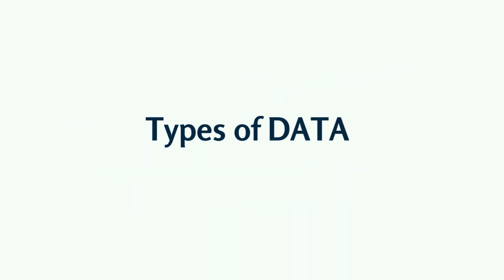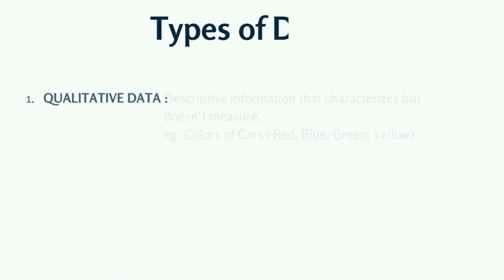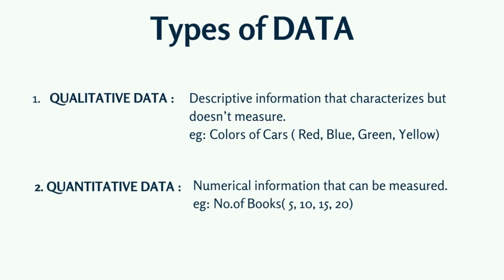Now let's talk about the different types of data. Data can be categorized in many ways, but we'll see some of the key types today. First, we have qualitative data. This is descriptive information that characterizes but doesn't measure. For instance, if you describe cars by their colors red, blue, green, yellow that's qualitative data. Another example is describing a restaurant's atmosphere. Is it cozy or modern?